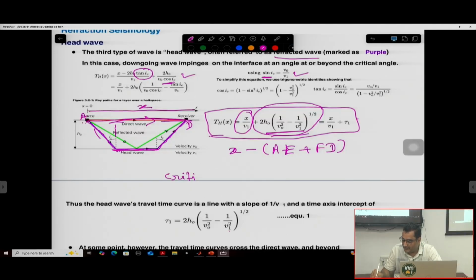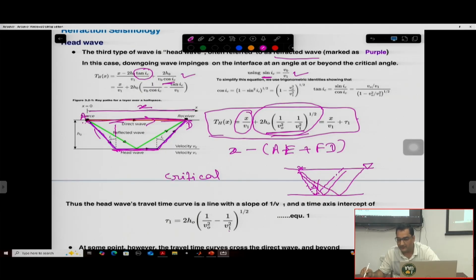So what is critical distance? Let's suppose this is the surface and here you have the interface. There you have a source, there you have a receiver, and the source is sending some energy and this is being reflected, and it is making some angle I. Likewise, more energy is coming and being reflected. So you can see the incident angle is gradually increasing.